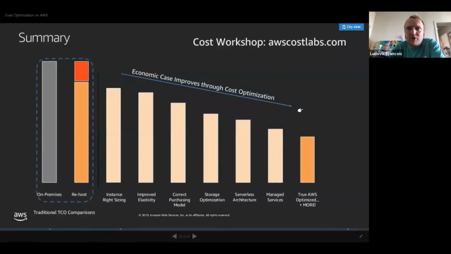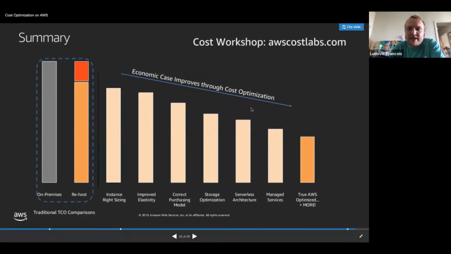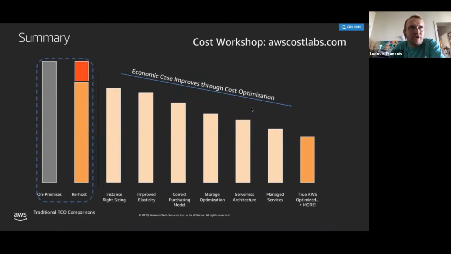So yes, if you want more, there's Cost Labs, and also there are a lot of tools like calculator.aws, for example, which helps you build a simple monthly calculator, maybe not with all the services, but with some services. If you have questions on some services, feel free to ask us. Happy to answer a question about it.